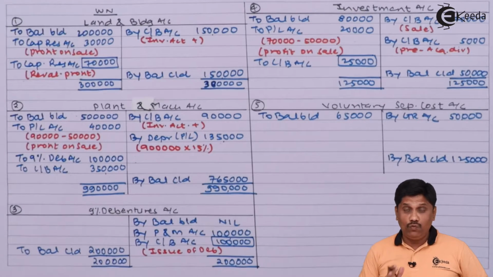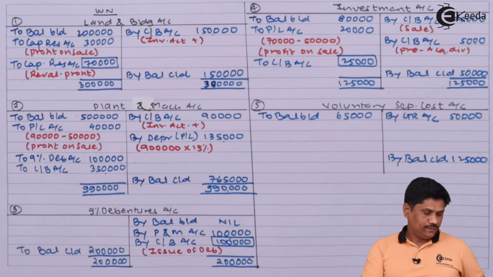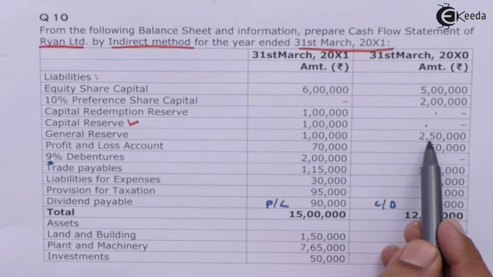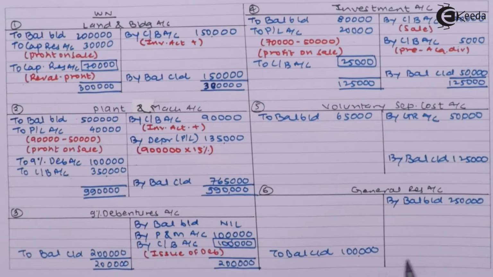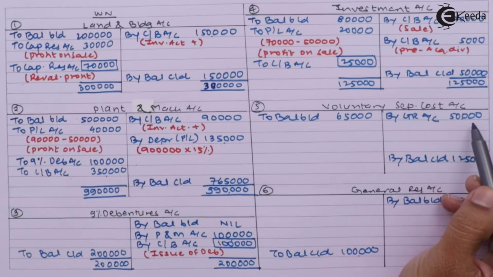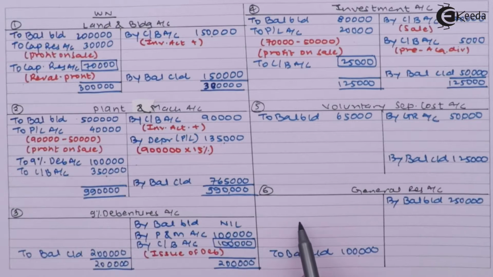So let me see what my general reserve account position is. Earlier general reserve was 250, now it is 1 lakh. So it is not matching my calculation. So I will also prepare the general reserve account. Students, I have prepared the general reserve account. In this account, I have recorded the opening balance and the closing balance from the given example. Now the general reserve account will be debited here to voluntary separation cost account.